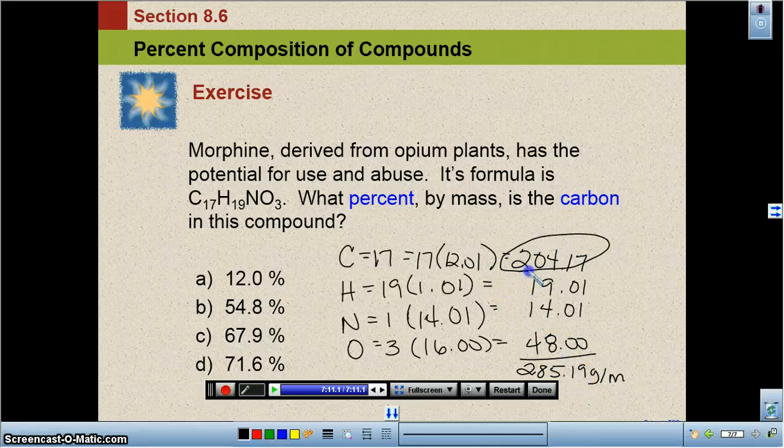So it wants to know just carbon, what the mass percent of carbon is. So we're going to take the total mass of carbon, which is 204.17, and we're going to divide it by the total mass, which is 285.19, and we're going to multiply that answer times 100. So we take 204.17 divided by 285.19, multiply that times 100, and my mass percent is 71.6% carbon, and that's your final answer for that.